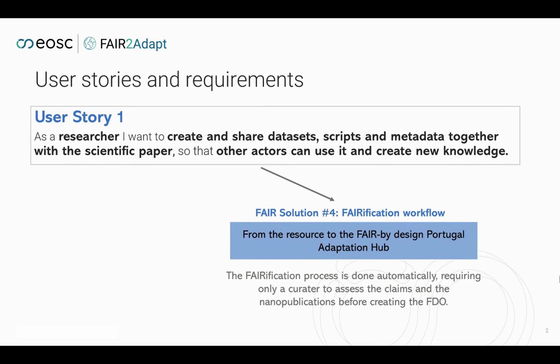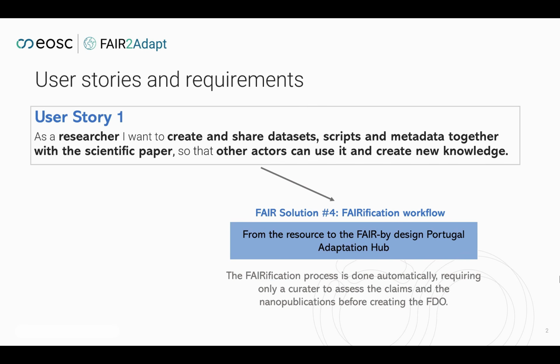Going back a little bit to what we did yesterday: this first solution, number 4, specifically answers user story number 1, which is: I, as a researcher, want to create and share datasets, scripts, and metadata together with the scientific paper so that other actors can use it and create new knowledge. So from the resource itself to the FAIR-by-design Adaptation Hub, and this part is important to us, it's important that it's done automatically.